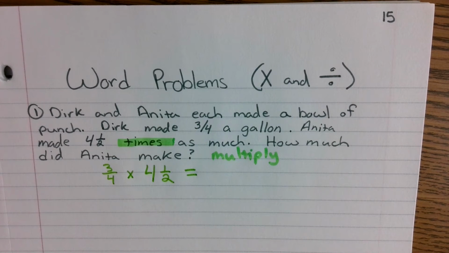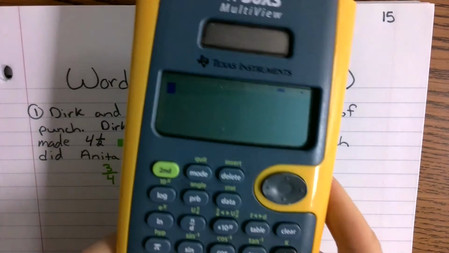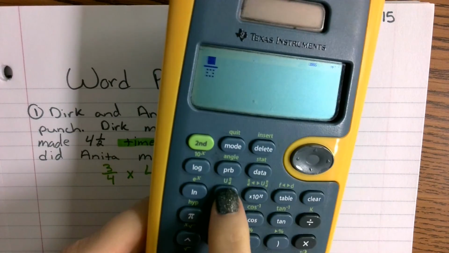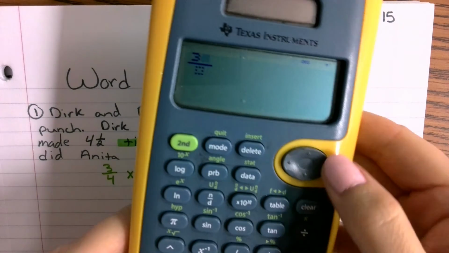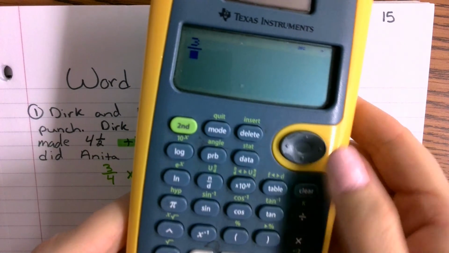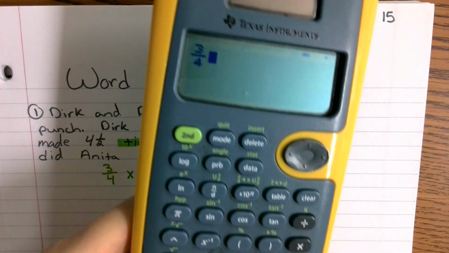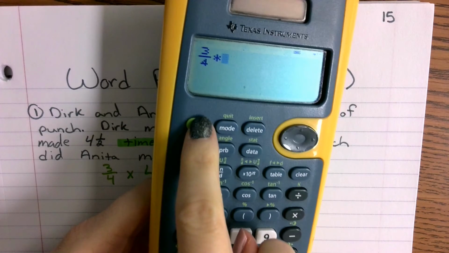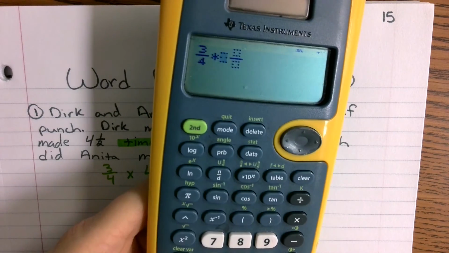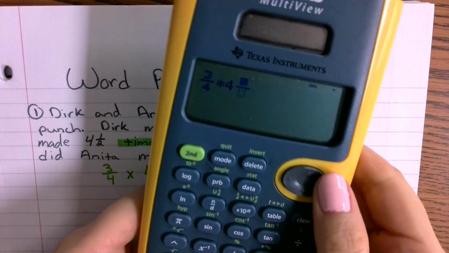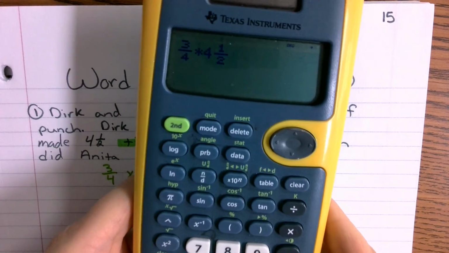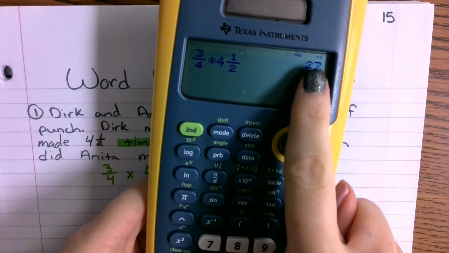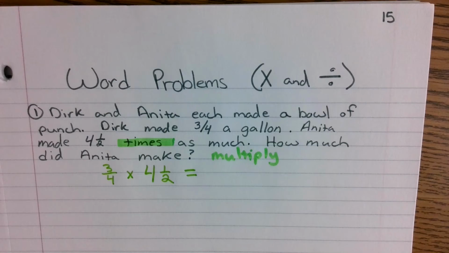So in our calculators, again, as a quick reminder of how to use these, you're going to use your fraction button for 3/4. You're going to type in 3. Don't forget to use these arrows over 4 and get out of the fraction. Then you hit times. To do a mixed number, you have to hit the second and the fraction button, and you'll type in 4.5. Hit enter. You're going to get an improper fraction, 27/8.